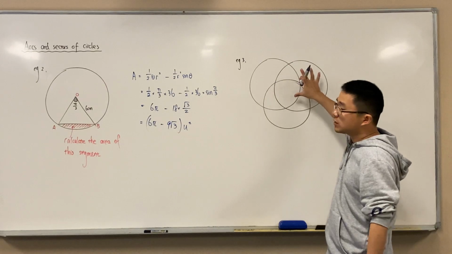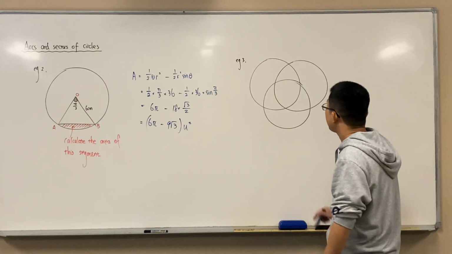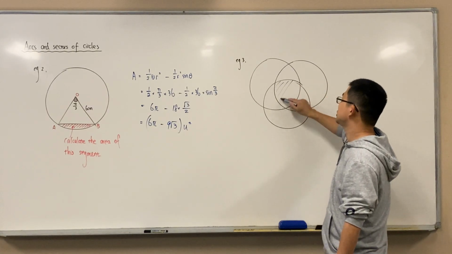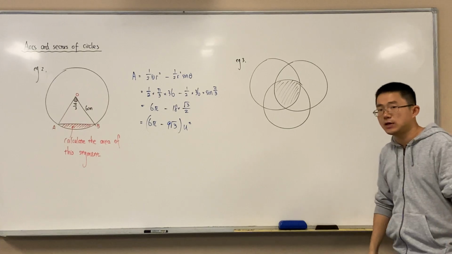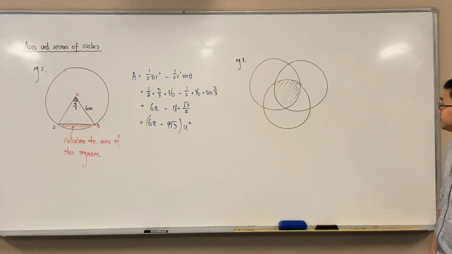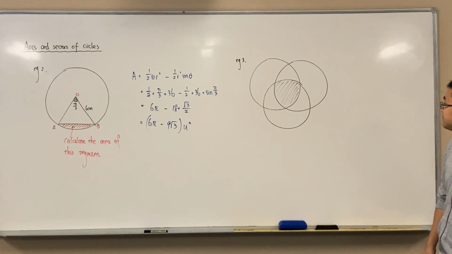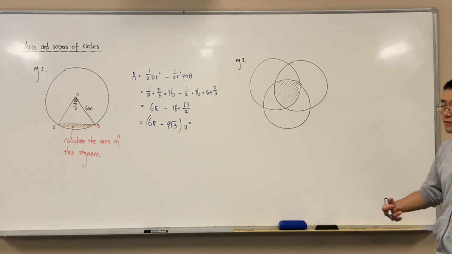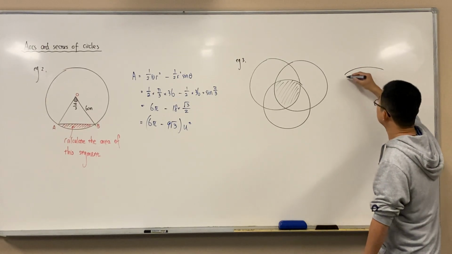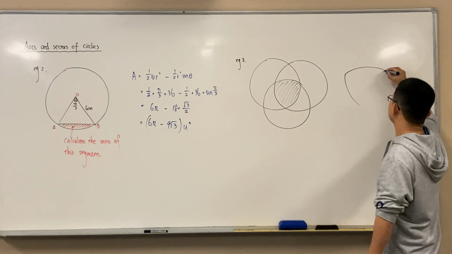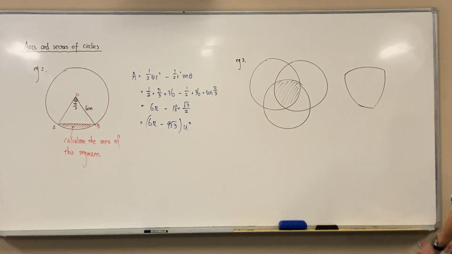We've got 3 circles with equal area. They're exactly the same circles, right? And then you can see there's a shape created inside. Your job is to find the area of that shape. How do we find the area of that shape here? The shape looks like this. Okay, that is the shape.